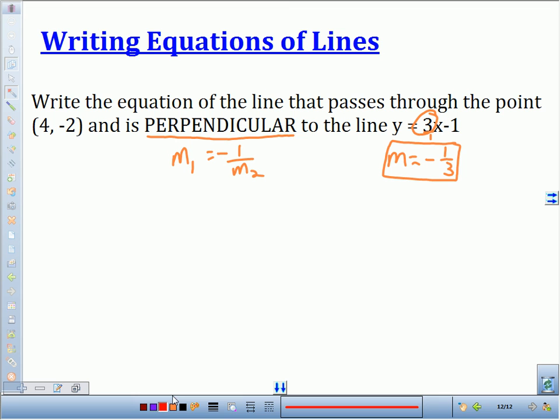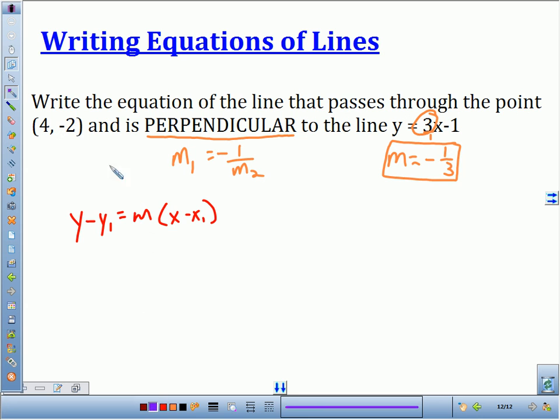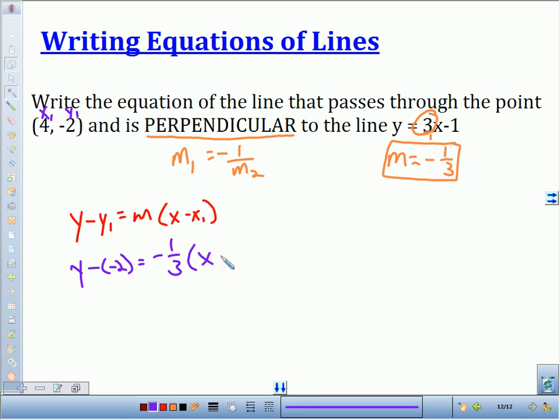Once we've got the slope of our line, we can use point slope form. Y minus y1 equals m times x minus x1. I substitute in my values. I have x1 and y1. So I've got y minus negative 2 equals negative 1/3 times x minus 4.